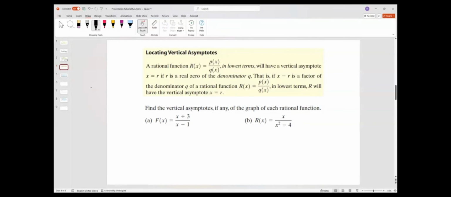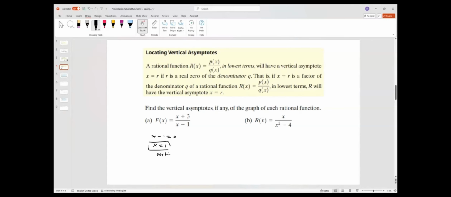So for example, here I give you two examples to find the vertical asymptote, if any, of the graph of rational functions. In my first case, I have the function f of x equals x plus 3 over x minus 1. If I want to find the vertical asymptote, I know that it would be a zero of the denominator. So I will take the denominator and make it equal to 0. I will solve for x, and here at x equals 1, I have my vertical asymptote.